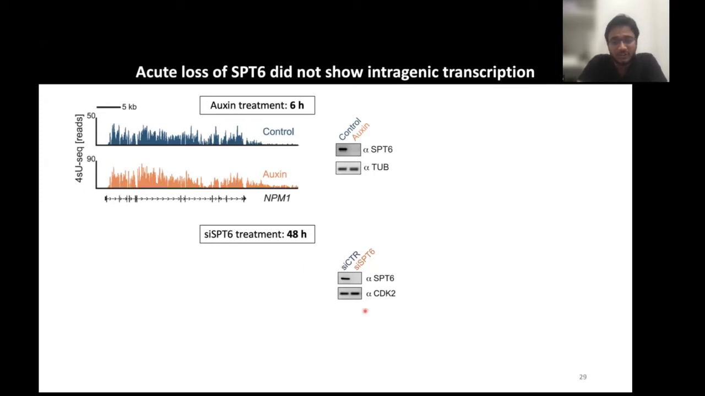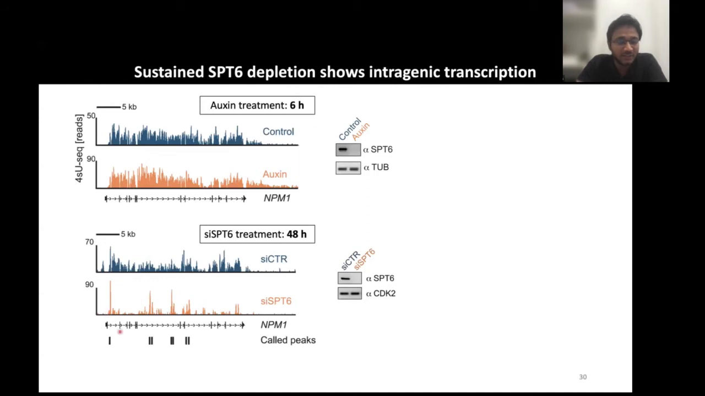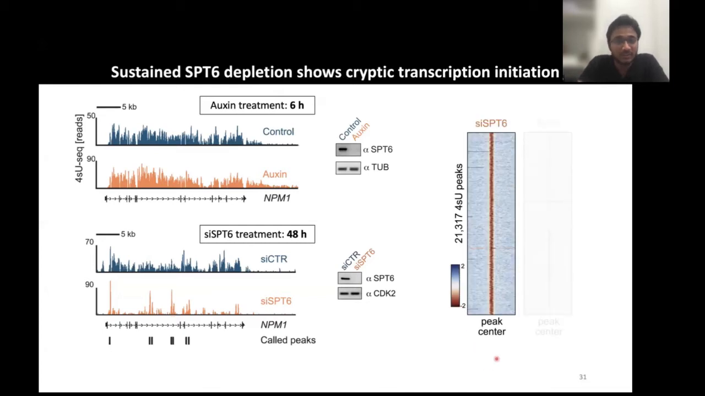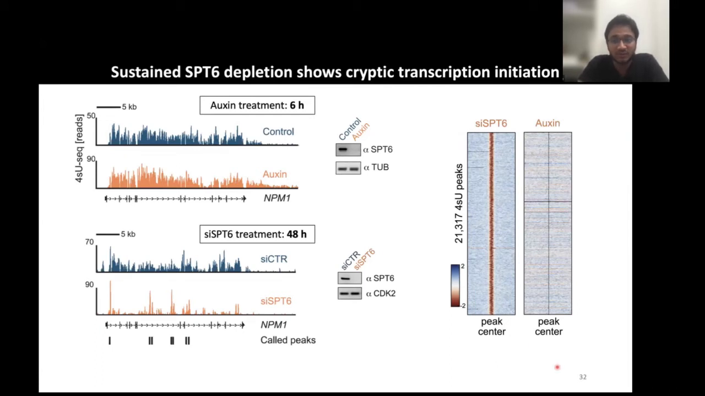So using the system, we again carried out 4sU sequencing, and the analysis revealed that there is a massive redistribution of reads in the sustained loss of SPT6. We further characterized these peaky regions over here using motif analysis and also general transcription factor ChIP-seq, and that revealed some signs of them being initiation sites, similar to what has been observed for yeast. To see whether this phenomenon happens globally or not, we called these peaks, and you could identify about 21,000 such peaks in case of sustained loss of SPT6. Remarkably, though, we couldn't find any such initiation sites in case of the auxin-depleted condition.